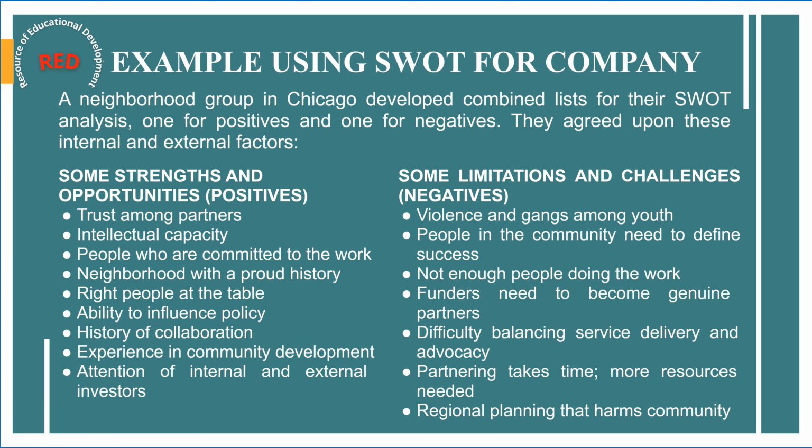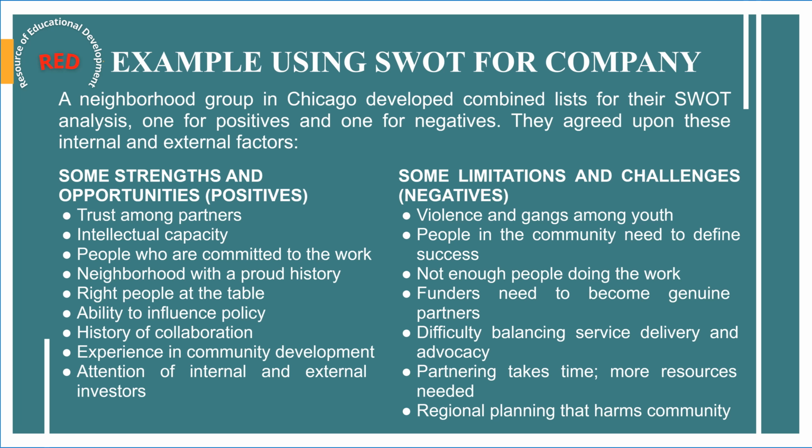Here I am using an example. A neighborhood group in Chicago developed combined lists for their SWOT analysis, one for positives and one for negatives. They agreed upon these internal and external factors. First, we will see some strengths and opportunities. Positives: trust among partners, intellectual capacity, people who are committed to the work, neighborhood with a proud history, right people at the table, ability to influence policy, history of collaboration, experience in community development, attention of internal and external investors.